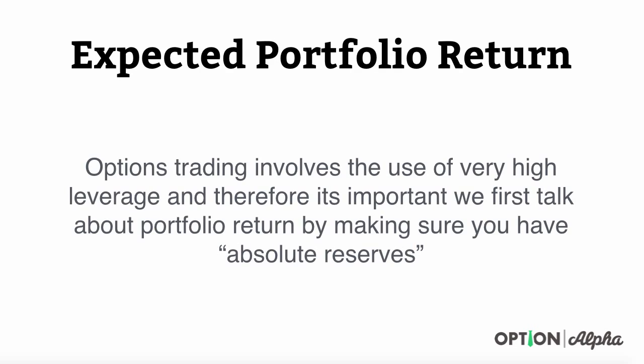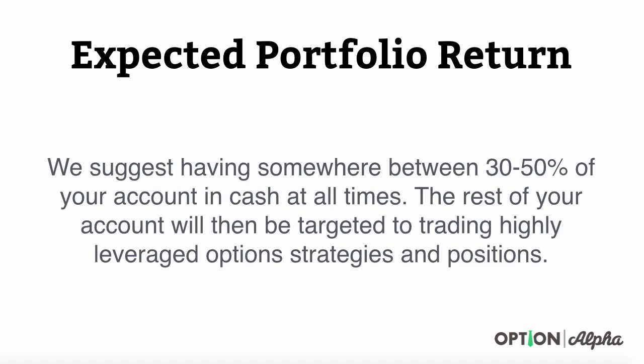So of course we know options trading involves the use of very highly leveraged products, and therefore it's important that we first talk about portfolio return by making sure you first have absolute reserves, or what I call absolute reserves. We suggest here at Option Alpha having somewhere between 30 and 50% of your account in cash at all times. And again, that's just our suggestion.